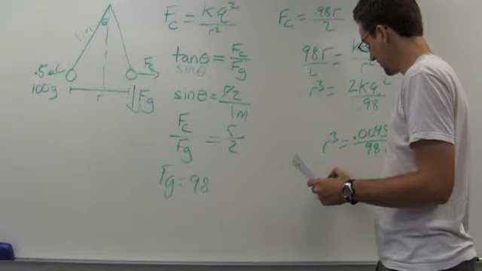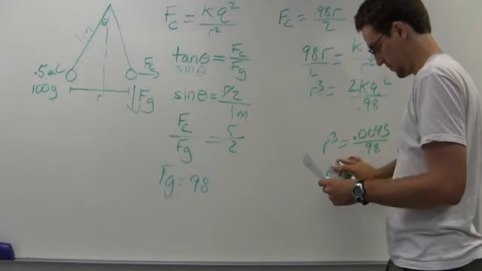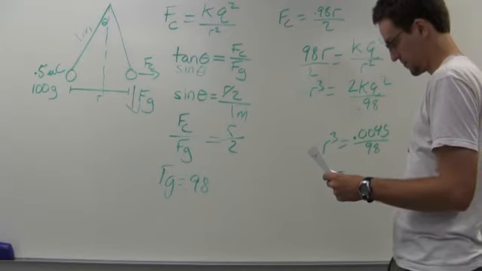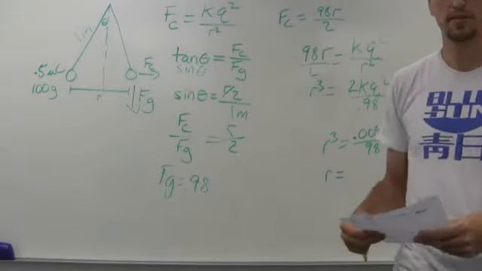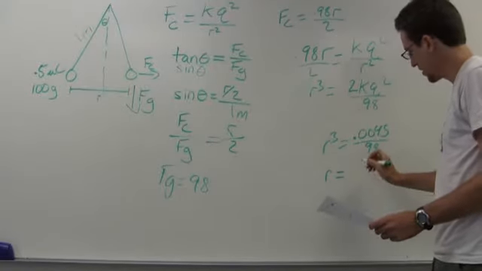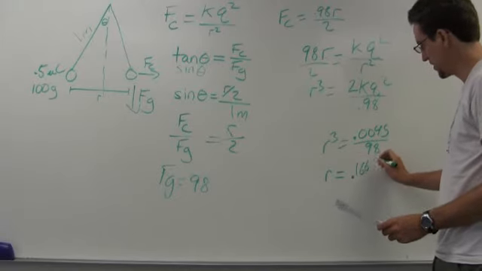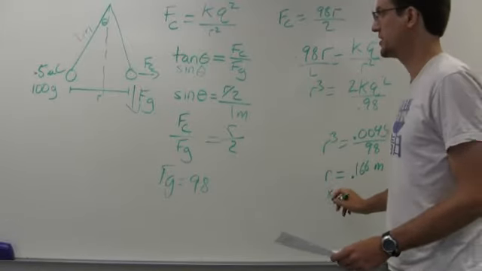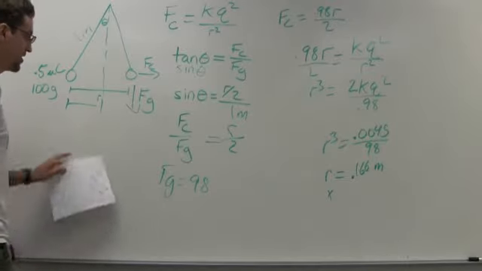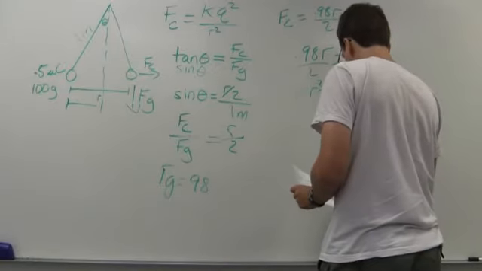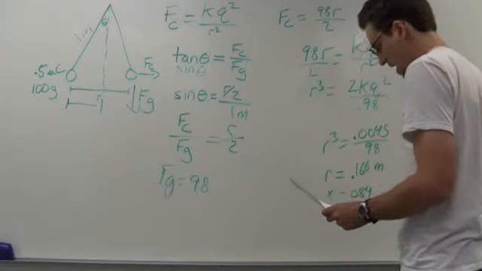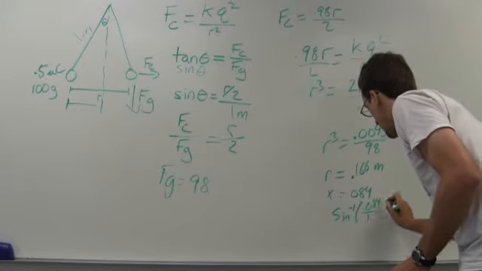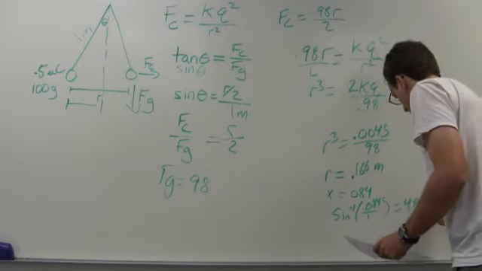And then R, bloody hell, made a mistake. That R comes out to be 0.166 meters. X then comes out to be the distance of half of that, right? Because we want the deflection. X comes out to be 0.084, and then we take inverse sine of 0.084 over 1. And that should give us 4.8 degrees.